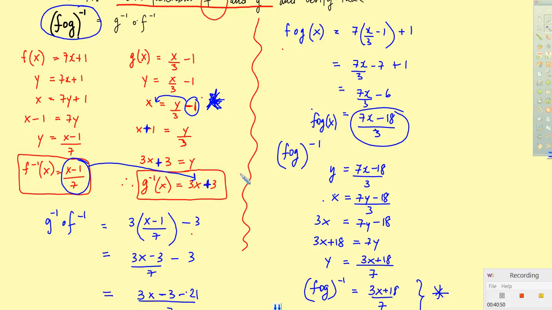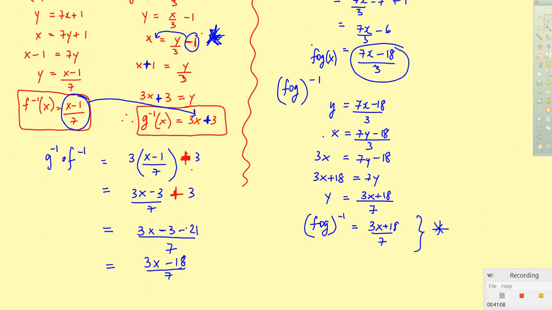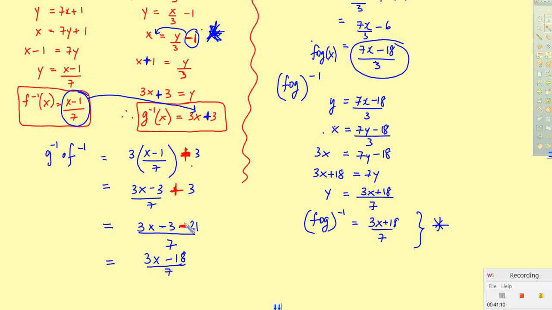And therefore, as a result of that, I should have ended up with 3x plus 3 as my g inverse x. Now, because of that, what also got affected was when I did g inverse of f inverse, this negative 3 here should have gone to plus 3, and this should be a plus 3. And as a result, that negative 21 should have gone to a positive 21. And therefore, that gave us then 3x minus 3 plus 21, which gave us plus 18.